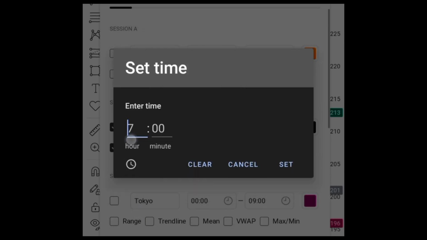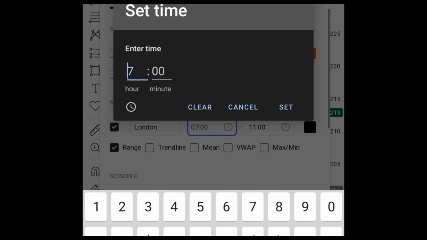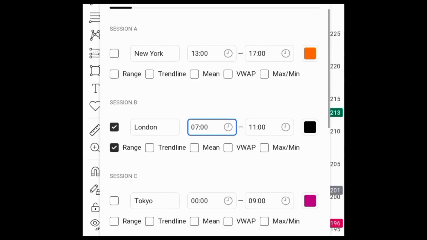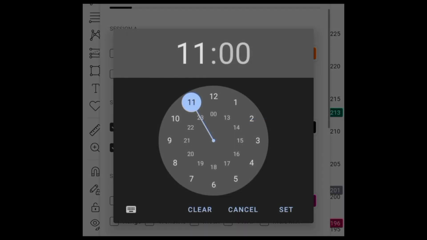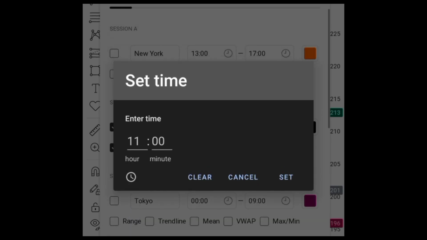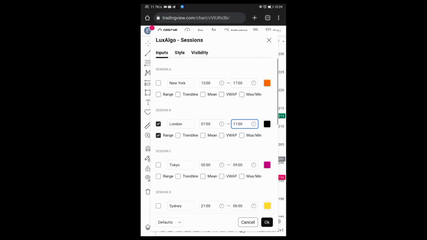Then I'll put my time here, which is 7 a.m. Then after 7 a.m., that is in the morning, I'll click on OK. Then I'll click on this side too. I'll click on this thing that looks like a keyboard. Then I'll set it to 11 a.m. 11 a.m. is still in the morning. Then I'll click on OK.